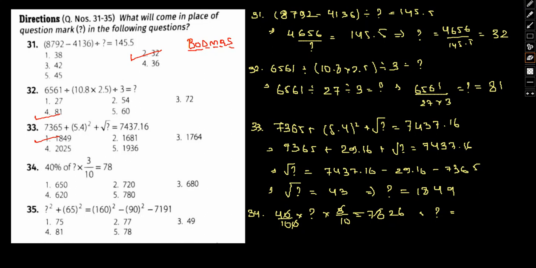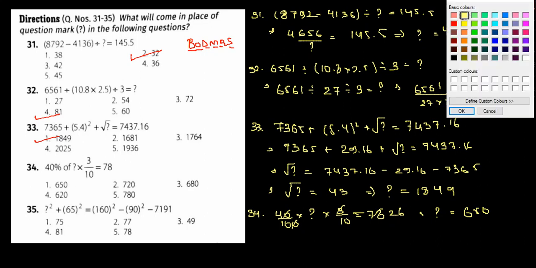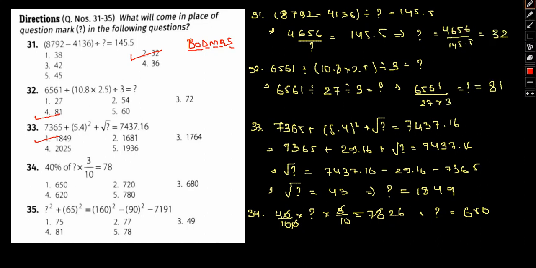Sorry, my bad. 2600 by 4, so it will come out to be 650. That is for question number 34. It will be 650. And now last one, we have question number 35. It can be simply written as question square equal to 160 square minus 90 square minus 7191 minus 65 square.